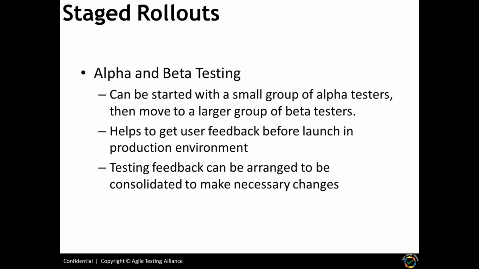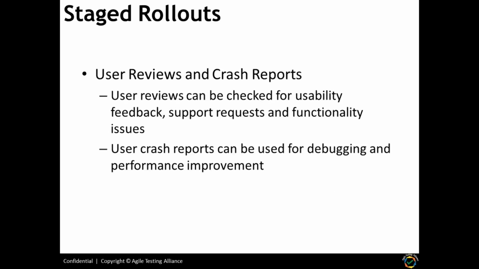So there is alpha beta testing. Alpha can be started with a small group of alpha testers, and move to a larger group of beta testers. It helps to gauge user feedback before launch in the production environment. Again, that feedback can be consolidated to make necessary changes, right? User reviews can be checked for usability feedback. Crash reports, very, very important, can be used for root cause analysis, and thus improving the performance.